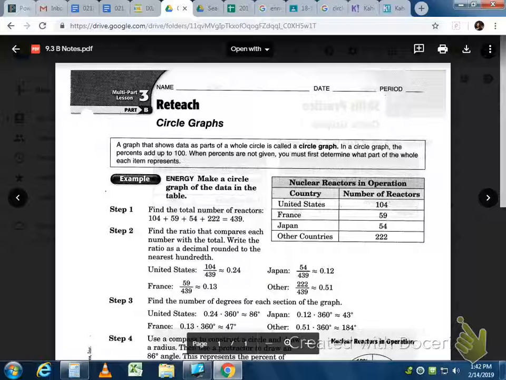In this example, it said the United States has 104, France has 59, Japan has 54, and other countries is 222. The first thing that you have to do is add up all the numbers that they've given you. In this one, they did add them up for us, but you would add all these numbers up, as it shows over on the left, step 1. That's 439 altogether.